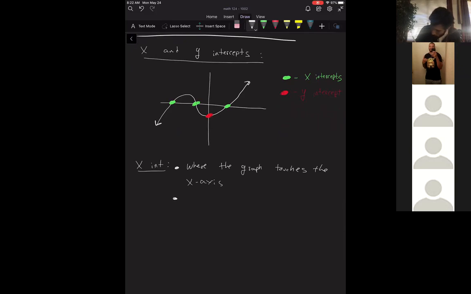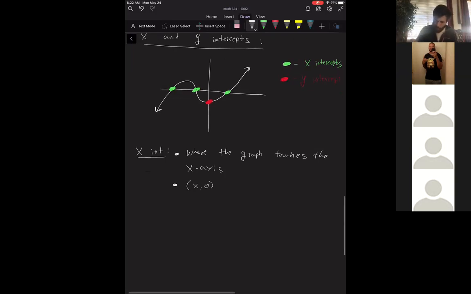And they're going to be a point. So if we touch the x-axis, that means the y value is 0. So it's just going to be a point x comma 0. So we'll have an x value. The x value may be 0, but the y value is always going to be 0. So if you look at this graph above at all these green points, at every one of those green points, the y value is 0. And we just have some x value. It doesn't really matter what it is.